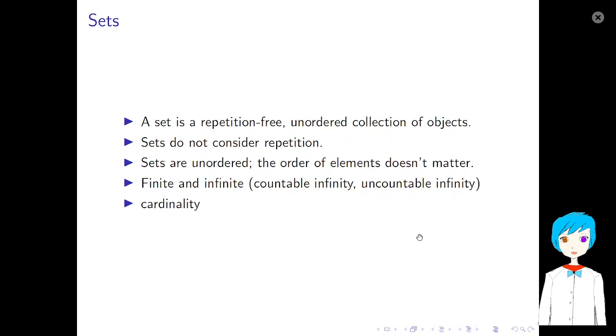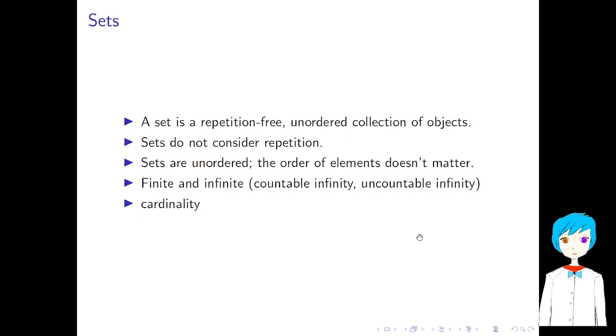Then we introduced the concept of sets. A set is a repetition-free, unordered collection of objects. So we don't allow repetition, and all the elements in a set are unordered. The order of elements does not matter. For instance, the set {1, 2} is equal to the set {2, 1}. There can be both finite and infinite sets. For infinite sets, we have countably infinite sets like the set of natural numbers. We also have uncountable sets like the real line.